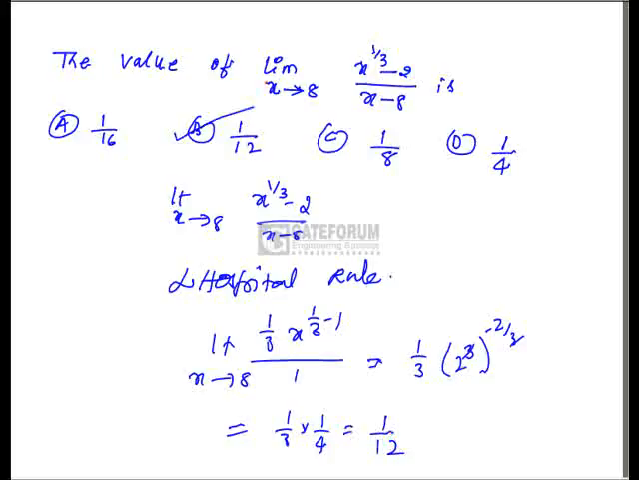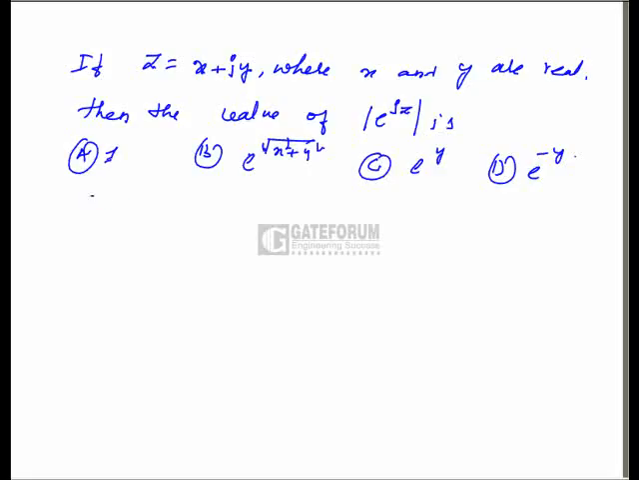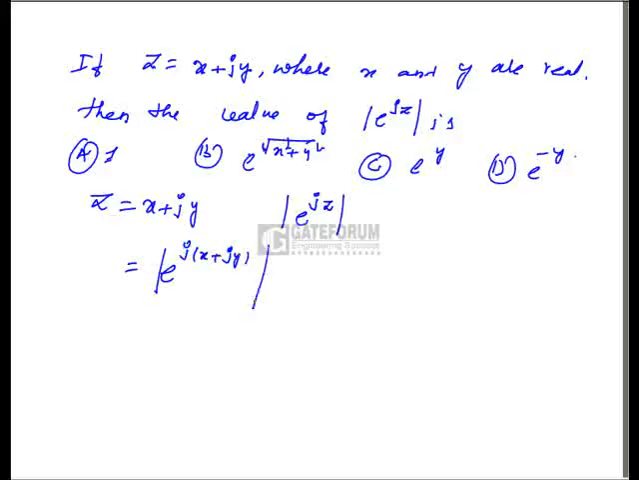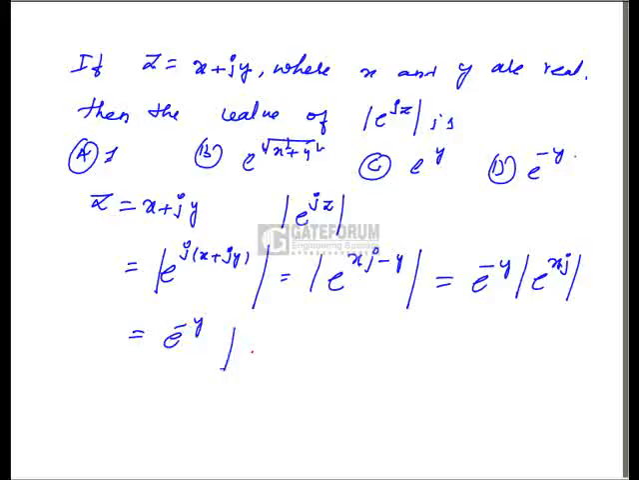That is option B. In this problem, it is given that z equals x plus jy, where j is a unit vector and x and y are real numbers. Now we have to find the value of the modulus of e to the power jz. Now we know that z is given as x plus jy, so we will substitute them. That equals e to the power xj minus y, since j squared is minus 1. Now this can be written as e to the power minus y into e to the power xj, which equals e to the power minus y into cos x plus j times sin x.